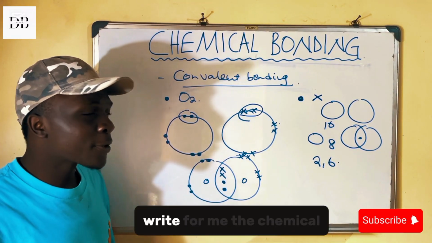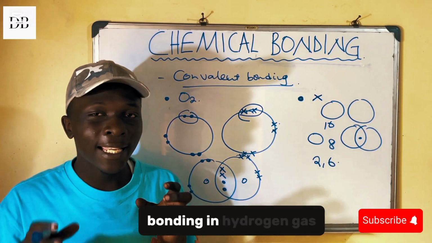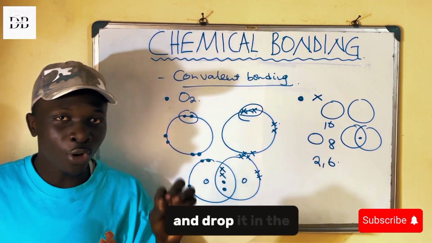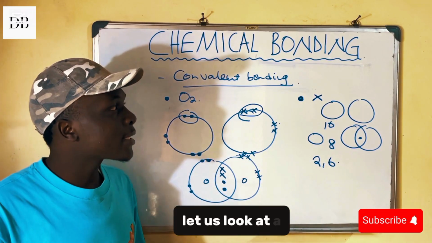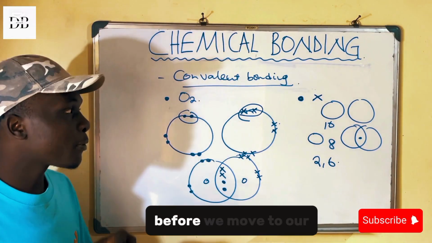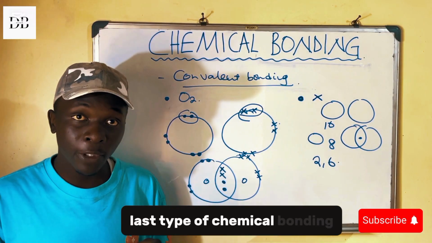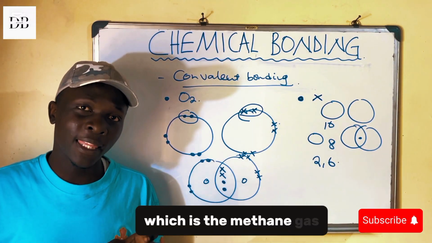So I want you to write for me the chemical bonding in hydrogen gas and drop it in the comment section. Let us look at a more complex and last one before we move to our last type of chemical bonding, which is the methane gas.